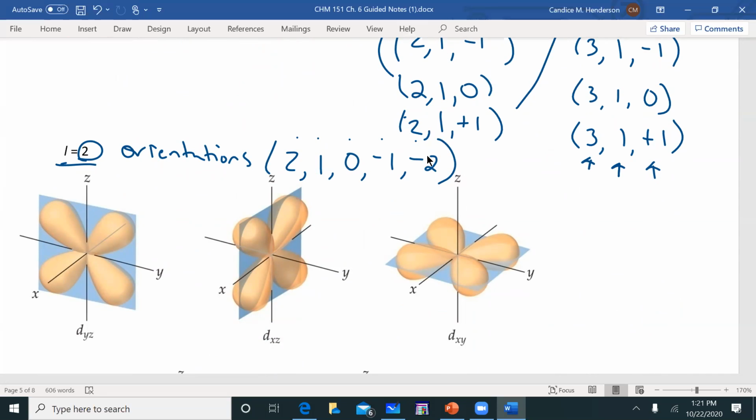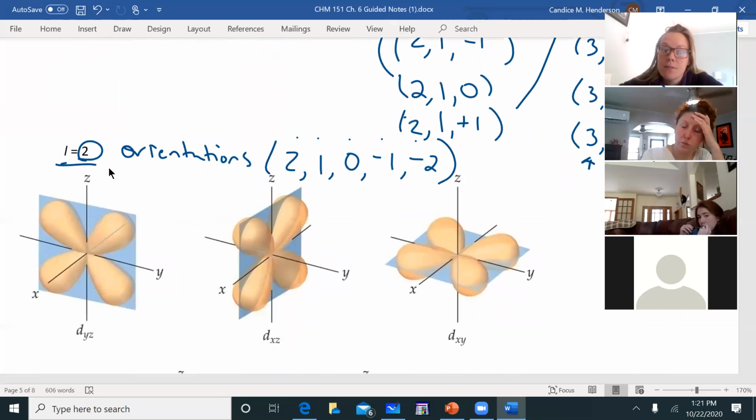One way to figure this out, if you don't want to memorize it, is take your L value and go from the positive L to the negative L as integers. And this gives me how many values? 1, 2, 3, 4, 5. And there are actually 5 orientations. Why are those the numbers they picked? It just is. It seems kind of silly. It's just the numbers that they picked.